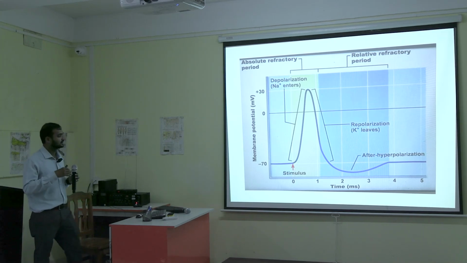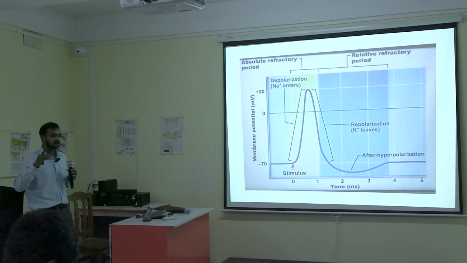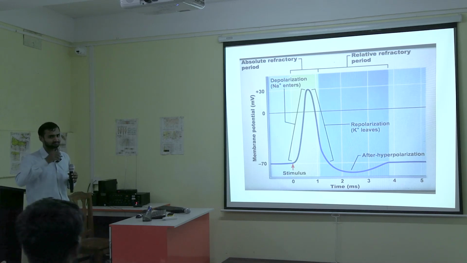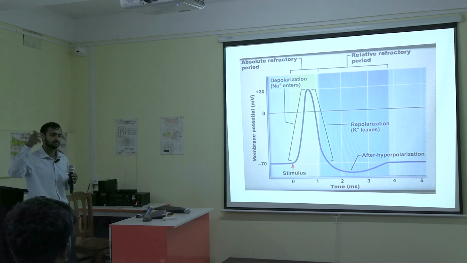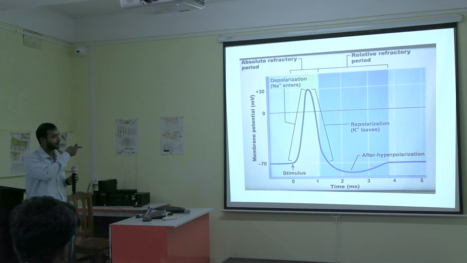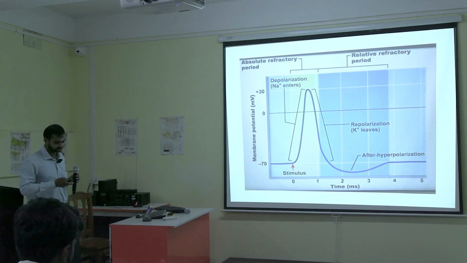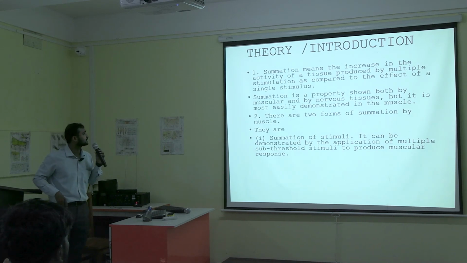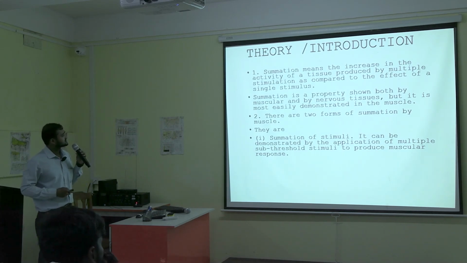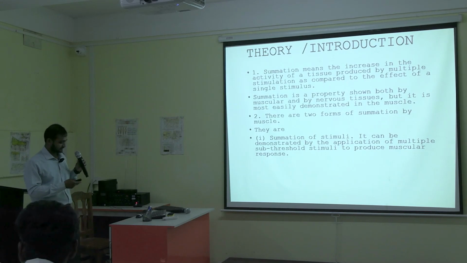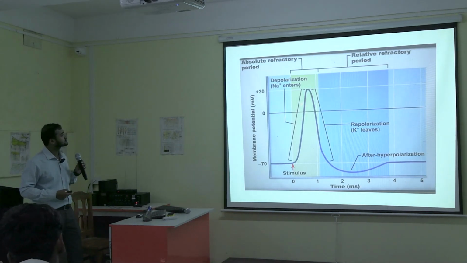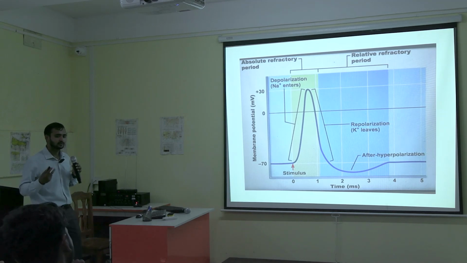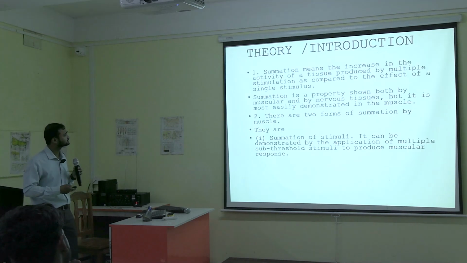There are also other stimuli, other thresholds, like just above the threshold, and the maximum you can give. That is directly proportional to the excitability. So now the theory part: summation. Here we will be applying two stimuli, and we will see whether the cell produces any response to the stimuli at its threshold level.